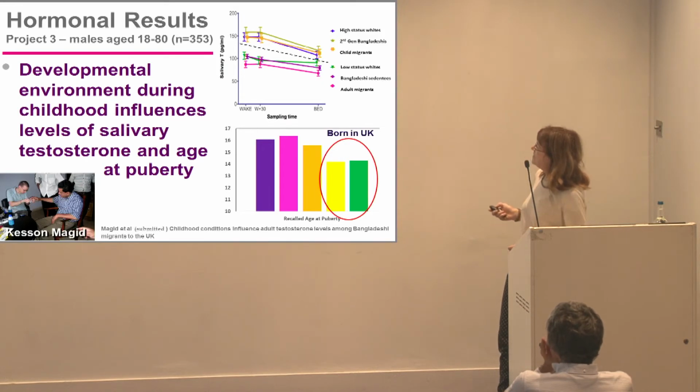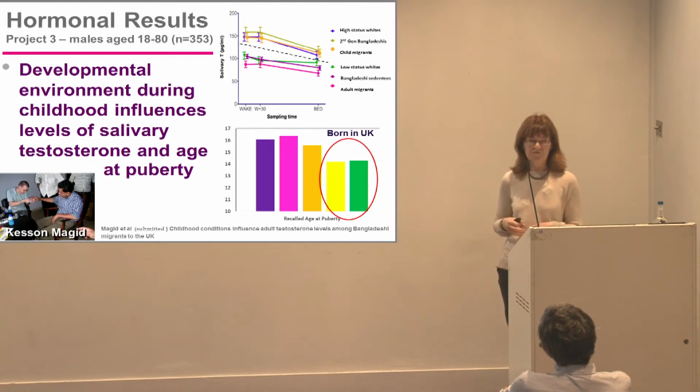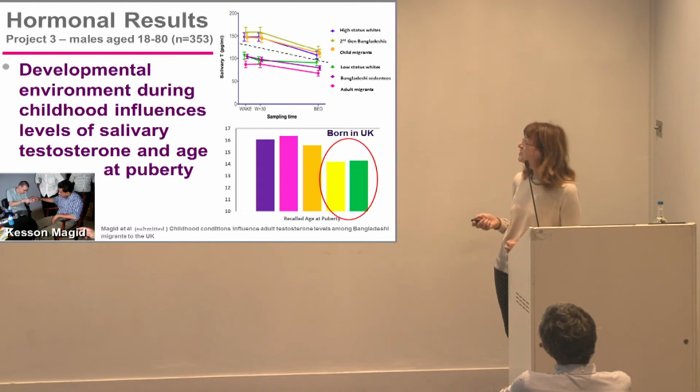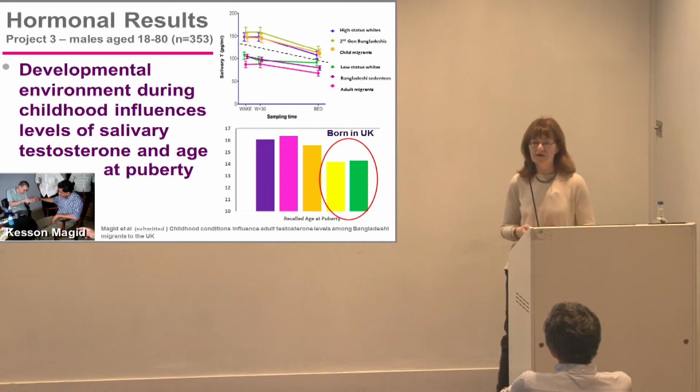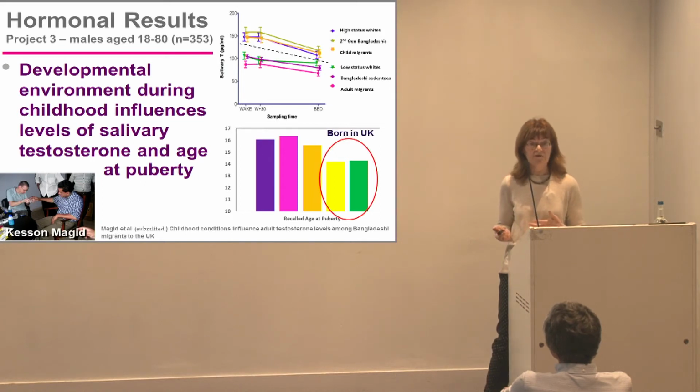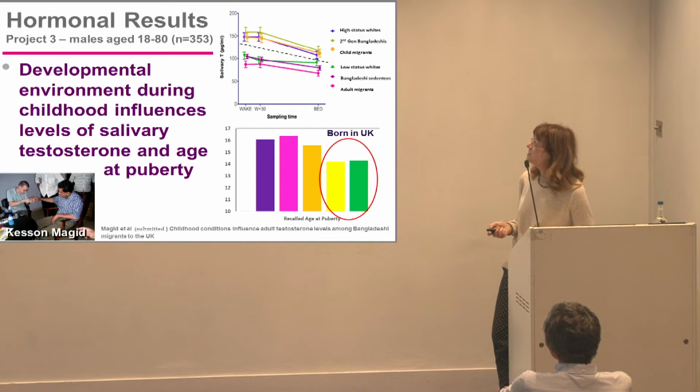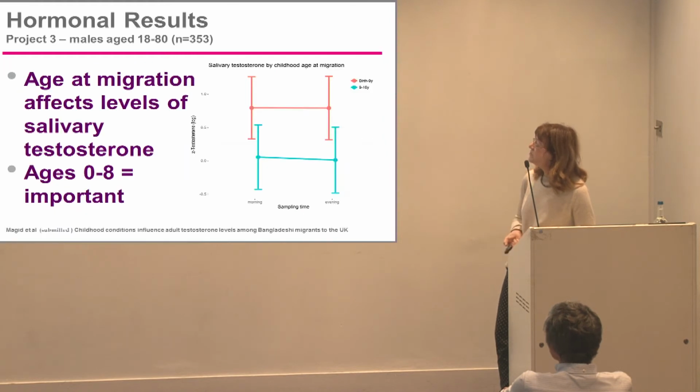And again, age at puberty, this is recalled age at puberty using a suite of markers for males, because you can't ask them about age at menarche, of course. But using that suite of markers, again, similar findings. These are color matched as well. If you were born in the UK, so these are second generation, your age at puberty is significantly earlier than if you're born in Bangladesh. So nice confirmatory findings among the males.